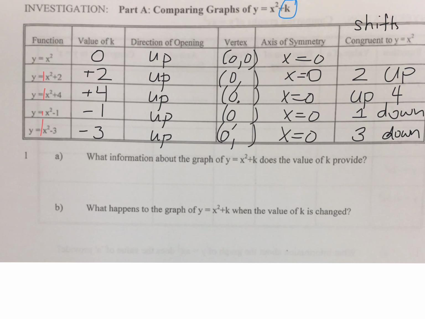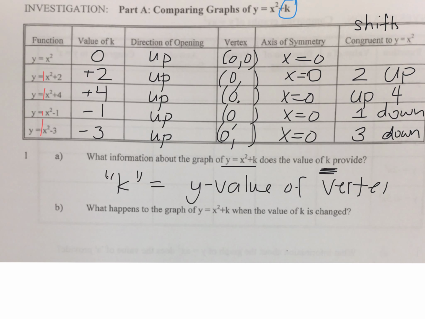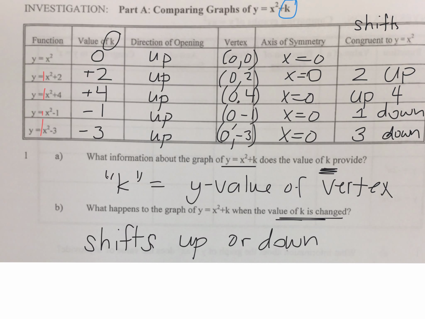Okay, so we're investigating these separately. Let's just summarize, and then we're going to investigate them together. What information about the graph, y equals x squared plus k, does k provide? Yes, the y value of the vertex. Oh, I forgot to fill in the vertex. Whatever k is, that's the y value of the vertex. So what happens when the value of k is changed? Shifts up or down. Good. This one shifts up or down on the y-axis, because it doesn't move left or right. For the other one, we should have said shifts left or right on the x-axis.